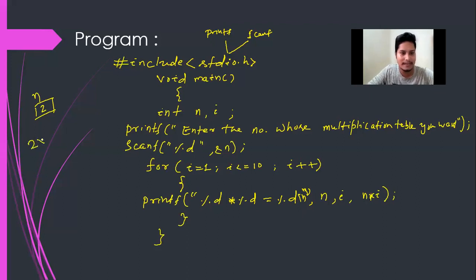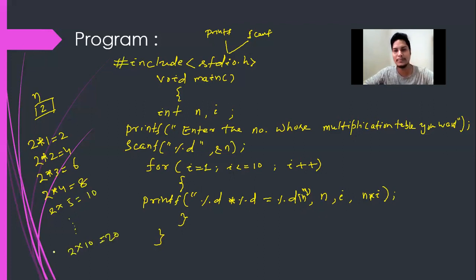2 * 1 is equal to 2. Then 2 * 2 equal to 4. 2 * 3 equal to 6. 2 * 4 equal to 8. 2 * 5 equal to 10, dot, dot, 2 * 10 equal to 20. So this will be printed in the output, because here you can see, I have mentioned n for the first %d, and this will be printed on the output screen.